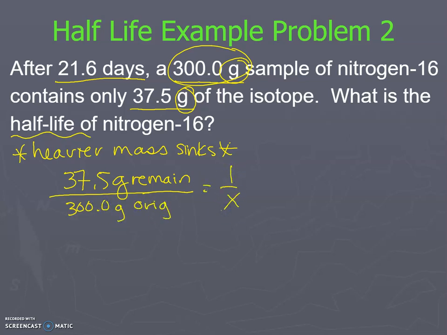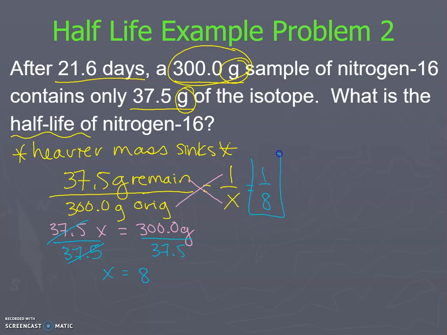So what fraction do we have left? Do you guys know how to solve for x? You have to cross multiply. So that means you have 37.5x equals 300 grams. And then in order to solve for it, you have to divide both sides by 37.5. So x is equal to 8. So I have 1/8 remaining, okay? Be very careful. You have 1/8 remaining, not 8 half-lives.